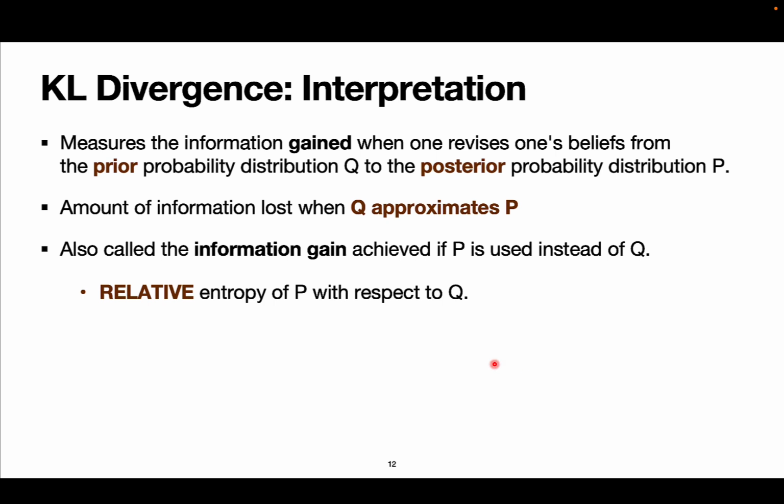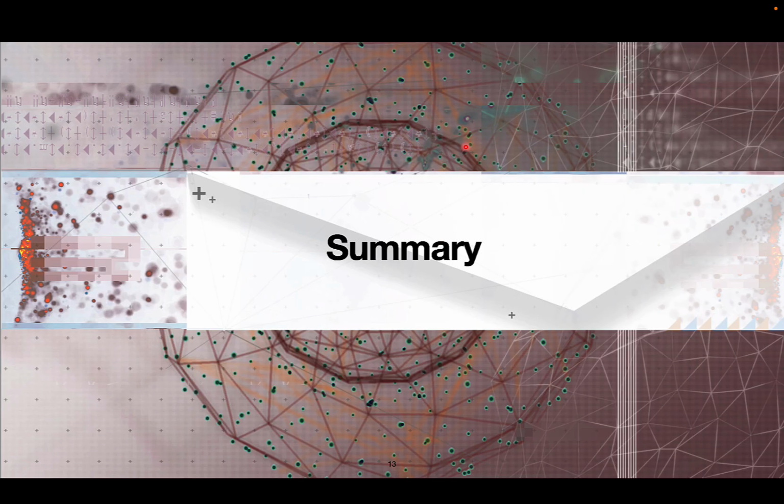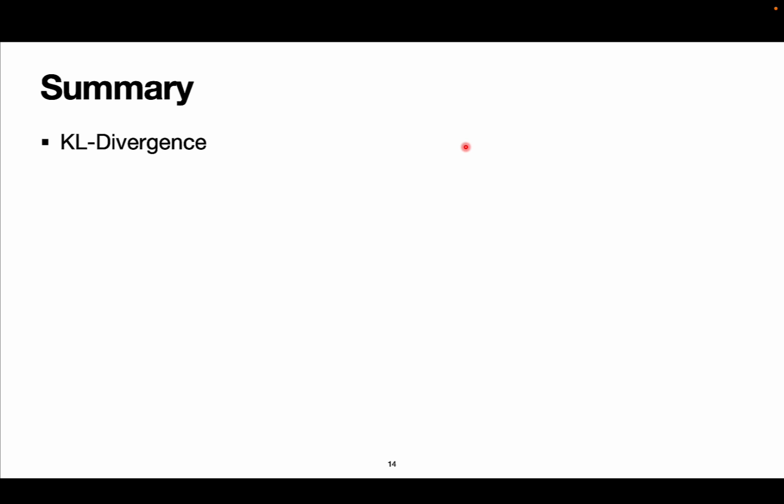One last note about interpreting the KL divergence from an information gain point of view. It measures the information gained when one revises their beliefs from a prior distribution Q to a posterior probability distribution P. Sometimes it's called information gain achieved if P is used instead of Q, or relative entropy of P with respect to Q. In summary, we covered KL divergence, what it is, and how to compute it.